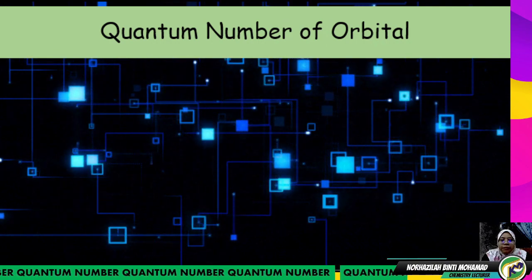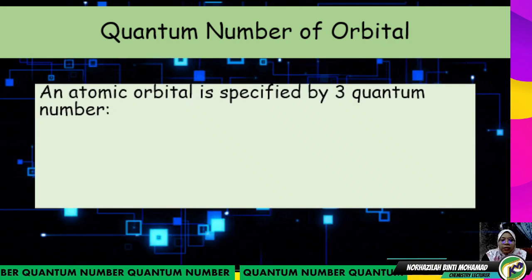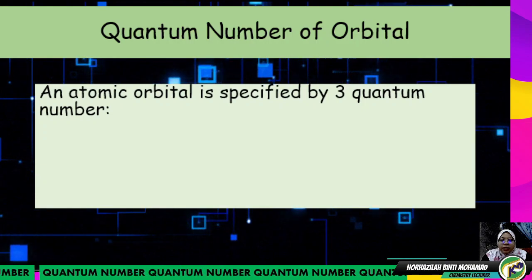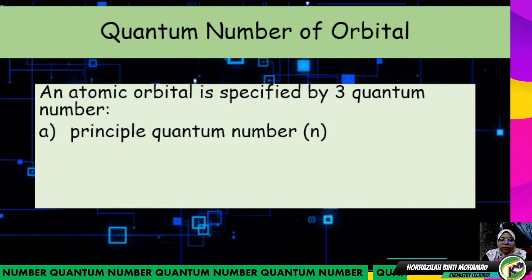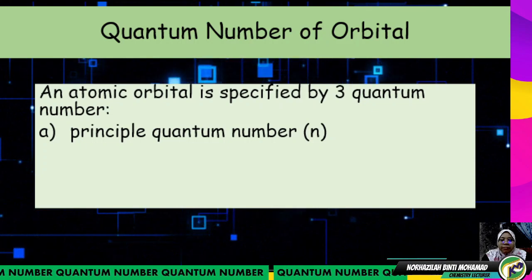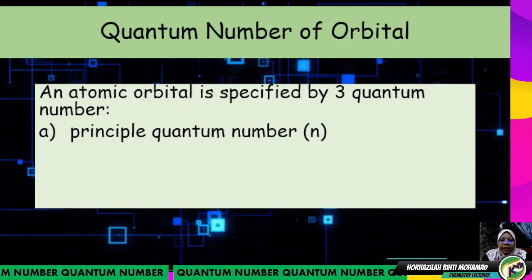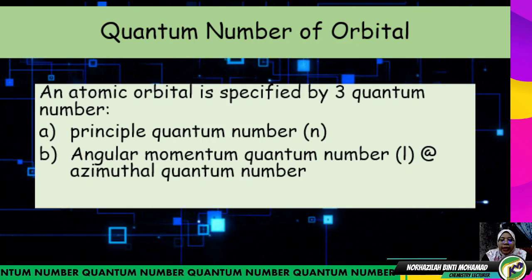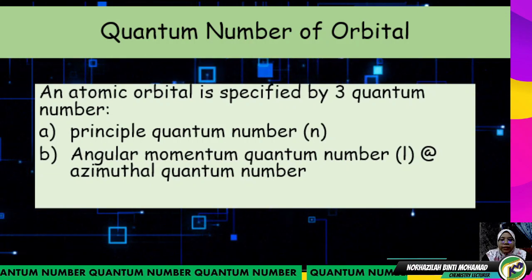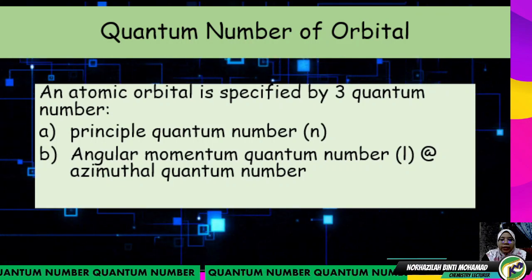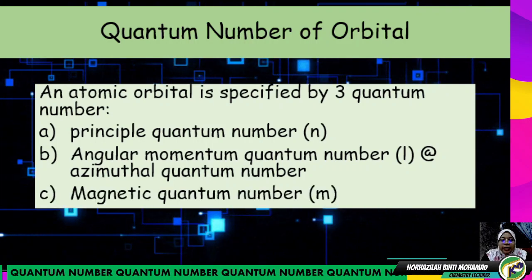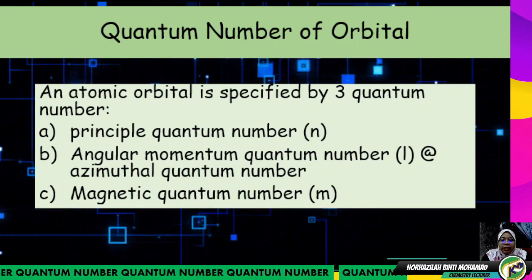For the quantum number of orbital, an atomic orbital is specified by three quantum numbers. The first one is the principal quantum number, the symbol is n. The second is the angular momentum quantum number, symbol is l, or the other name for angular momentum quantum number is azimuthal quantum number. Then we have the magnetic quantum number.